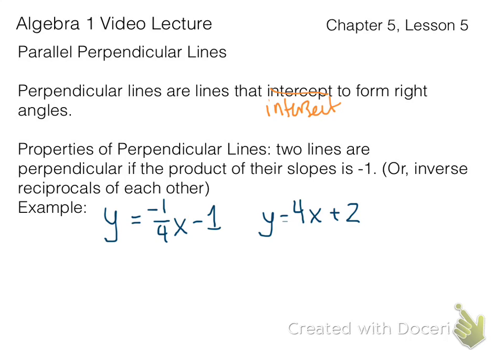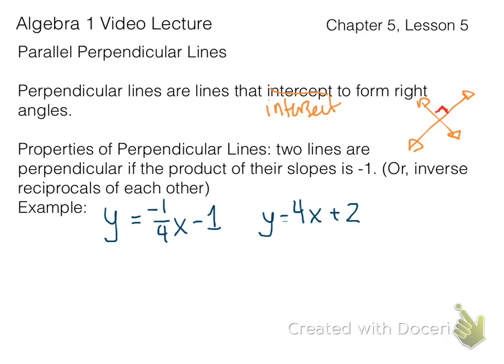Okay, intersect to form right angles, and you guys should all at this point be familiar with right angles. Right angles are the things that have the little box to show you that they are right angles. All right, so 90 degrees. So properties of perpendicular lines: two lines are perpendicular if the product of their slopes is -1. So if you can multiply the two slopes together and get -1, you're fine.